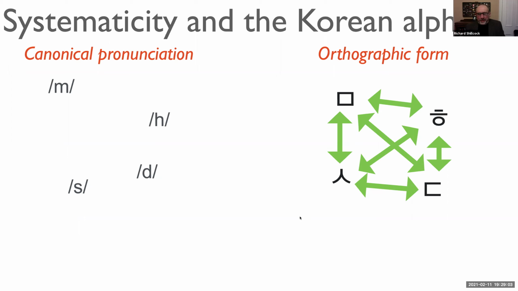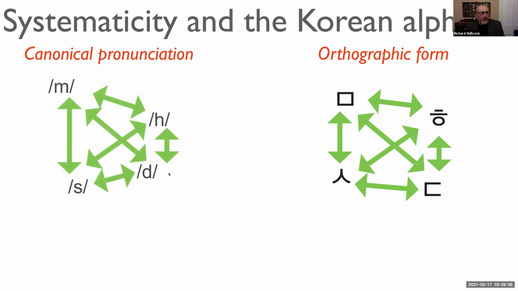So we want to get those distances. We want the distances here. We've seen these before. These are straightforward. We just use the number of edits to the feature description of M that you need to change to get to H, or to get to D, or to get to S. So all of that's straightforward. The visual distance here is a bit more challenging.